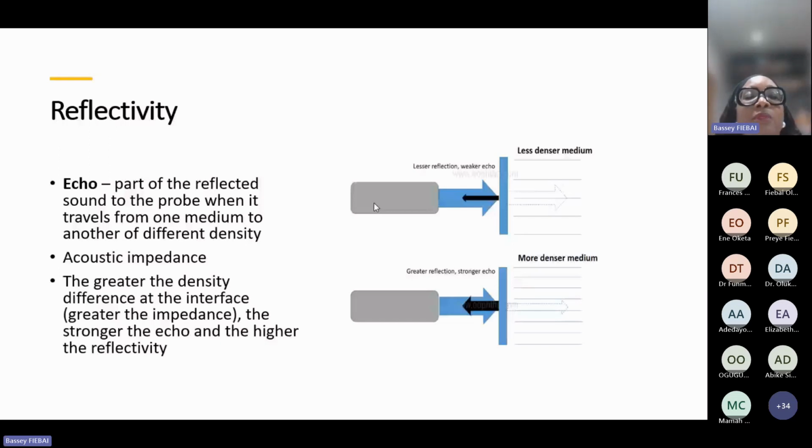So when sound travels and hits a media, there's some reflection of the sound, and the reflected sound depends on the density of the media. So if the medium is less dense, there will be less reflection and the echo will be weak. For instance, the echo in the vitreous is weak because it's not as dense as what you would have, for instance, in the lens. Again, if the medium is quite dense, you will have a strong echo because you will have greater reflection.